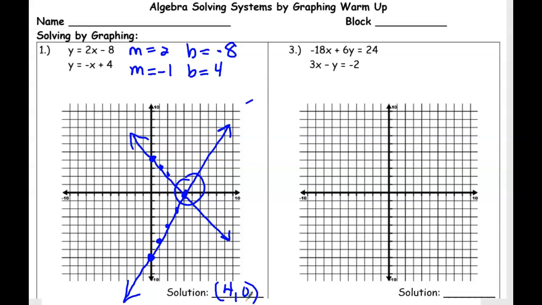If I do that, y is equal to 2 times 4, which is 8. 8 minus 8 is 0, so that first one works. The second one, my y is 0. Does that equal -4 plus 4? Yes, that works as well.